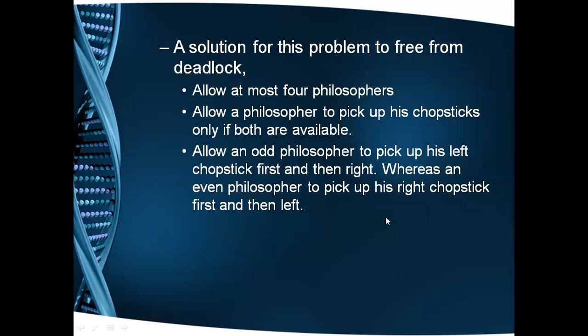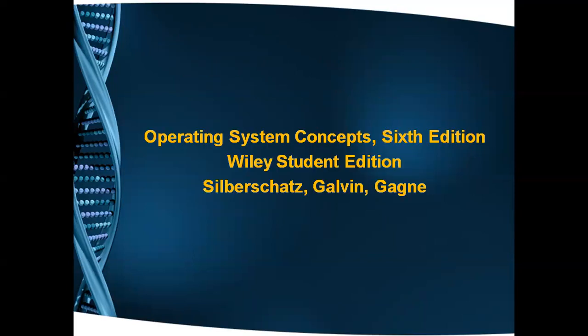So these are the 3 problems. These are considered classical problems of synchronization. The first one is the bounded buffer problem. The second one is the readers-writers problem. The third one is the dining philosophers problem.